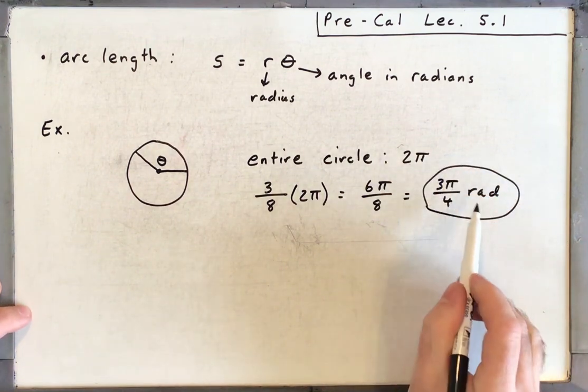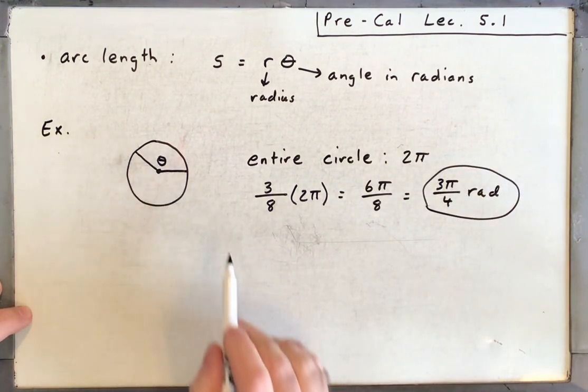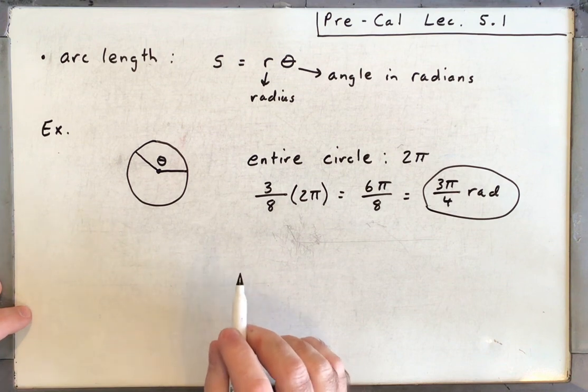All right, and then of course you could use that if you were given the radius to find the arc length. All right, that does it.